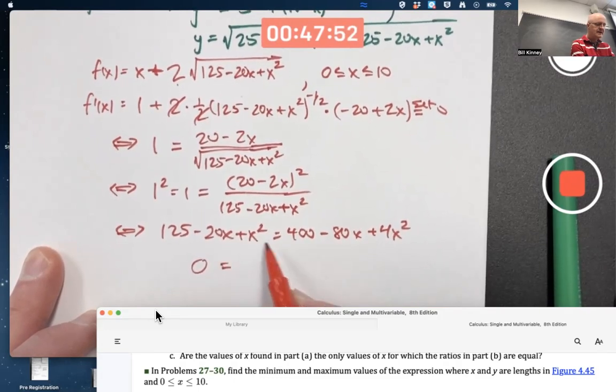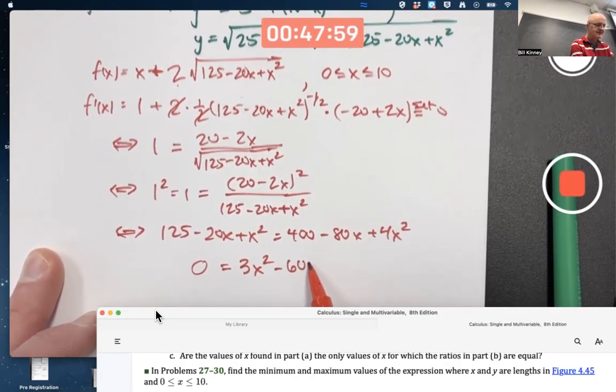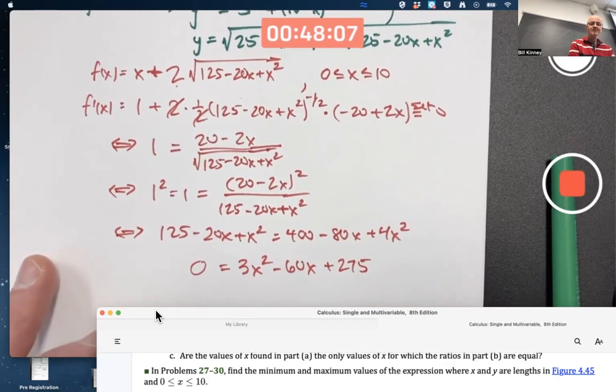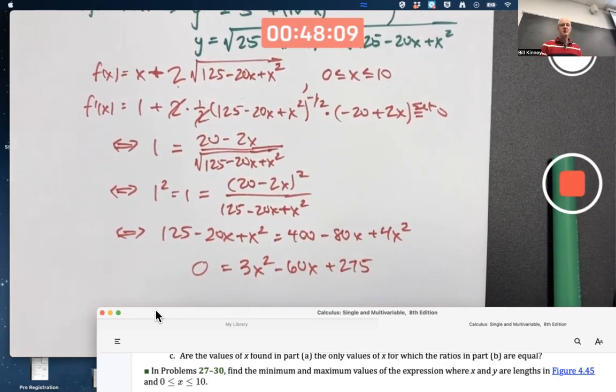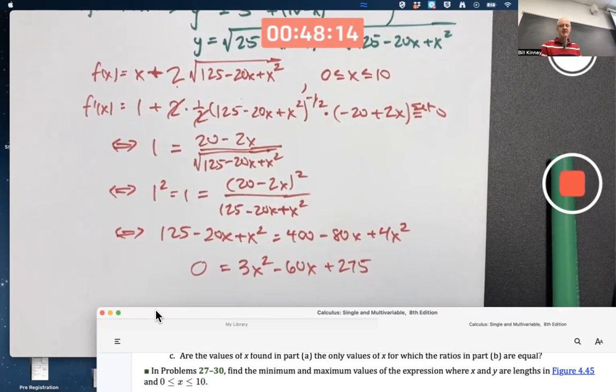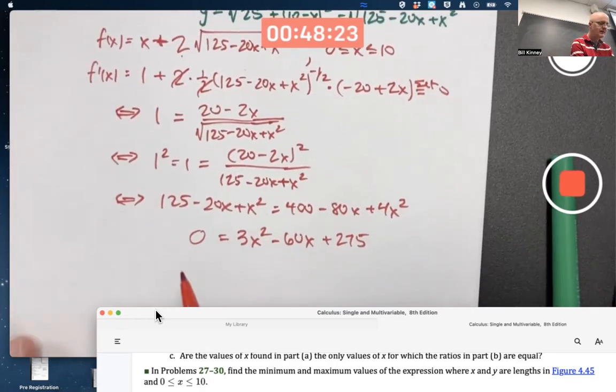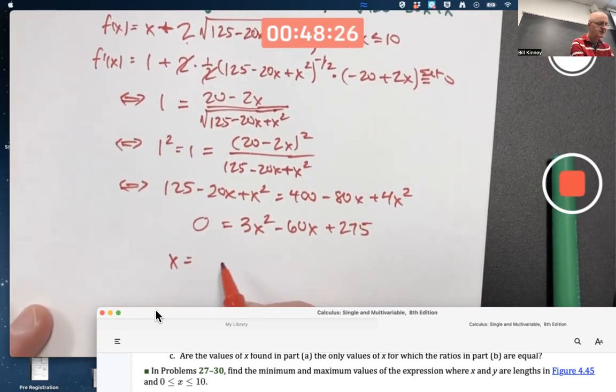0 equals, if I subtract x squared from both sides, I get a 3x squared on the right. If I add 20x to both sides, I get a minus 60x on the right. And if I subtract 125 from both sides, I get a plus 275. I subtracted x squared from both sides, I added 20x to both sides, and I subtracted 125. Can this be factored? Possibly, but it's not real clear what it might be.